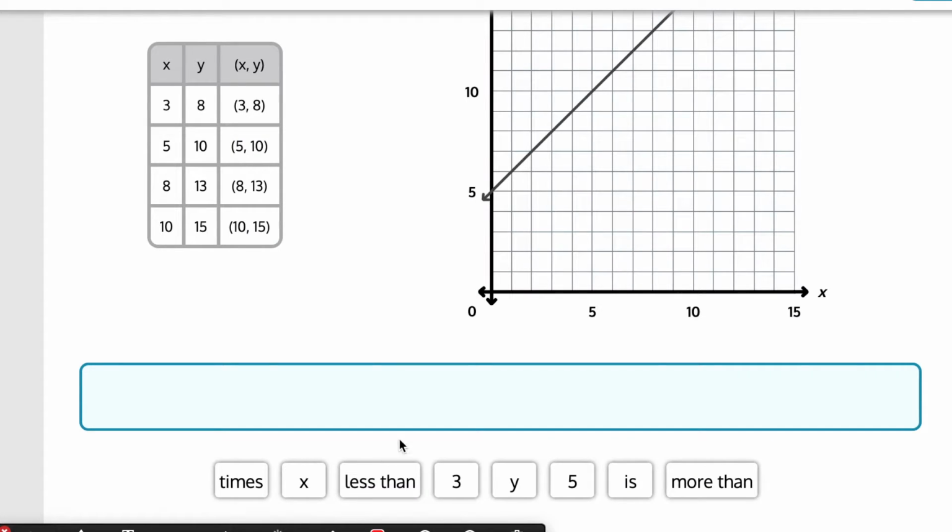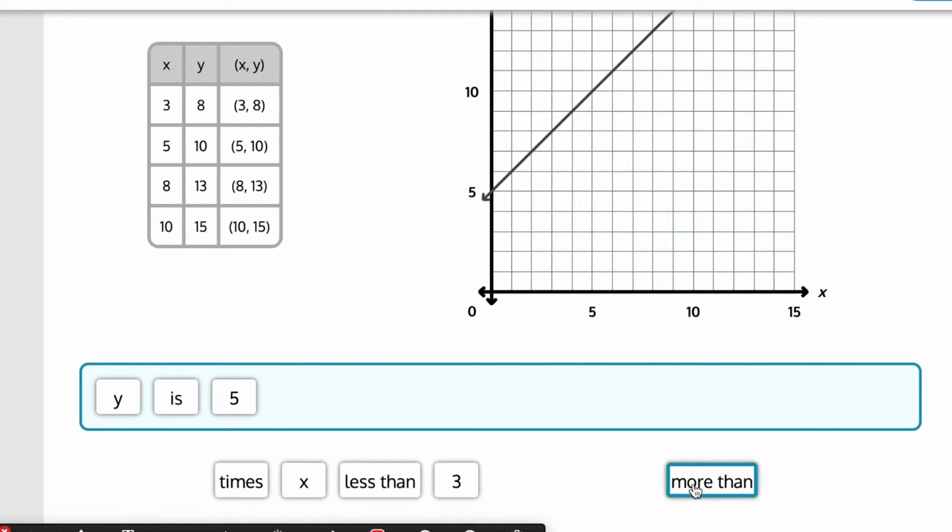Okay, well, I'm noticing when the x-coordinate is 3, the y-coordinate is 8. When the x-coordinate is 5, the y-coordinate is 10. I'm noticing that each time you're adding 5 to x to get y. 3 plus 5 is 8, 5 plus 5 is 10, 8 plus 5 is 13, and 10 plus 5 is 15. So let's say the rule is y is 5 more than x.